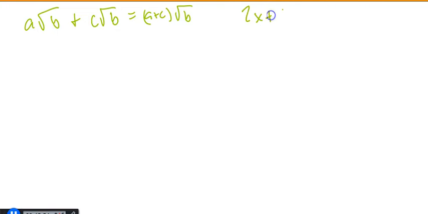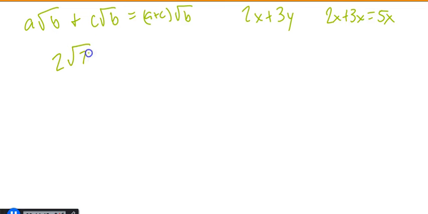So adding and subtracting, a square root of b plus c square root of b is equal to a plus c square root of b. Okay, we're going to treat these just like terms, okay? I can't add 2x plus 3y because x and y are different terms. But I could add 2x plus 3x, right? That's 5x. I'm adding up the coefficients. How many x's did I have? I have 5 of them, so I have 5x, okay? That's what's going to be going on here with our addition and subtraction.